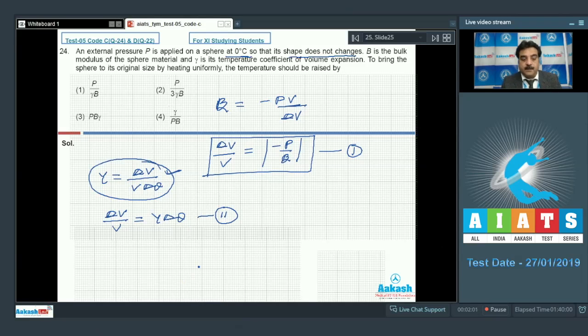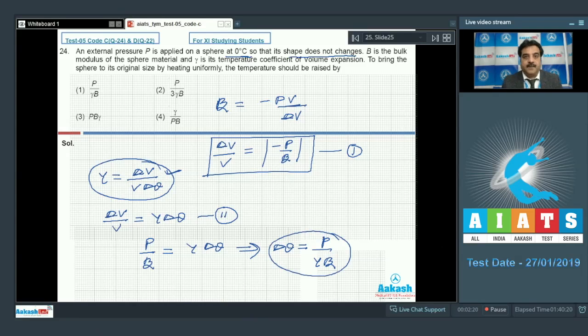So if I compare equation 1 and 2, then we will write P upon B is equal to gamma into delta theta from equation number 2. So if I solve for delta theta, then we'll get P upon gamma times B. So this is our required value. So we can say my option number 1 will be the right choice. So let's move on to question number 25.